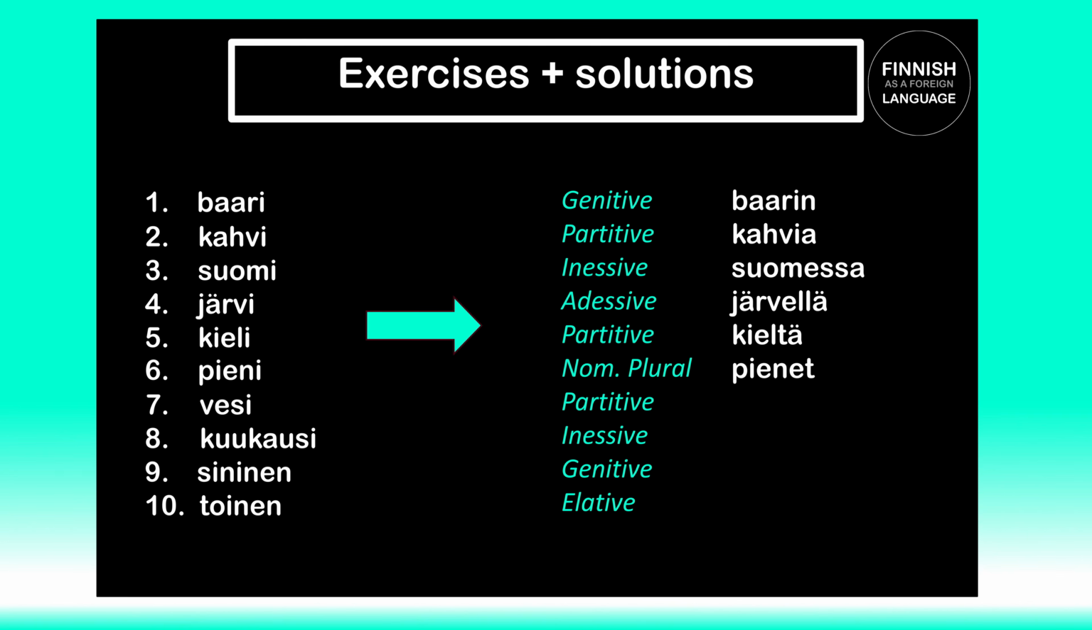Next one, vesi, means water. Here we want to form the partitive case out of it, which is, excellent, it's vettä, vettä. Next one is kuukausi. Here we want to form the inessive case, which is, very good, it's kuukaudessa. Next one, sininen. Here we want to form the genitive case, which is, perfect, it's sinisen.